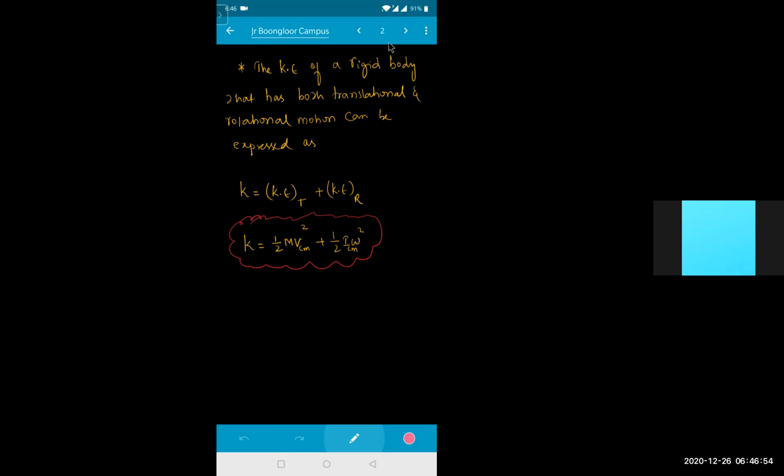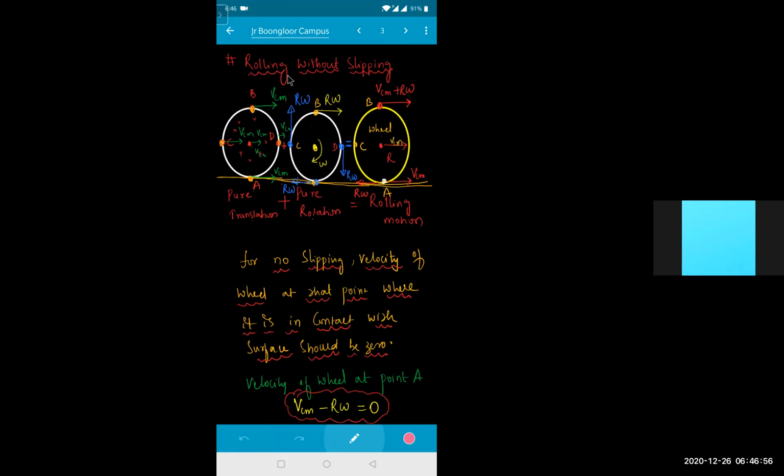See this one. We are talking about rolling motion without slipping. That means there is no slipping at all. So what is the condition for no slipping? We'll try to do that. Now see here, it is a combination of pure translatory and pure rotatory. When you add both of these, you are adding a pure translatory and a pure rotational, and that is called your rolling motion. I hope you got clarity.